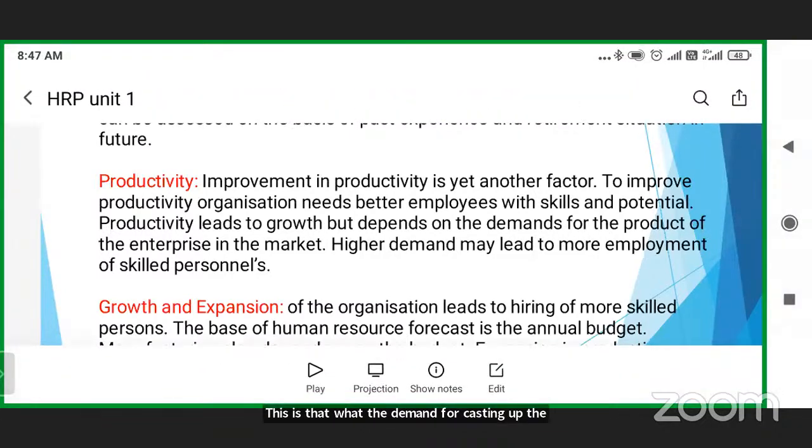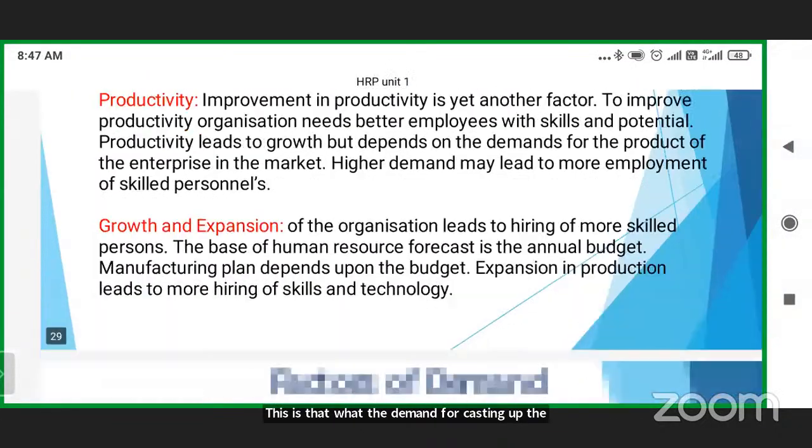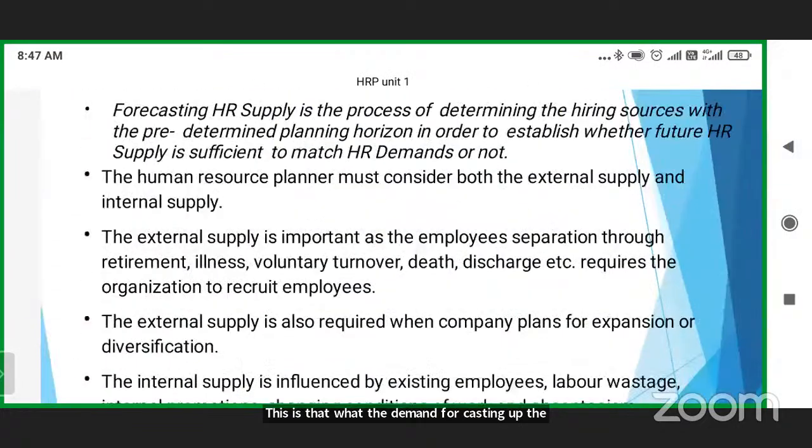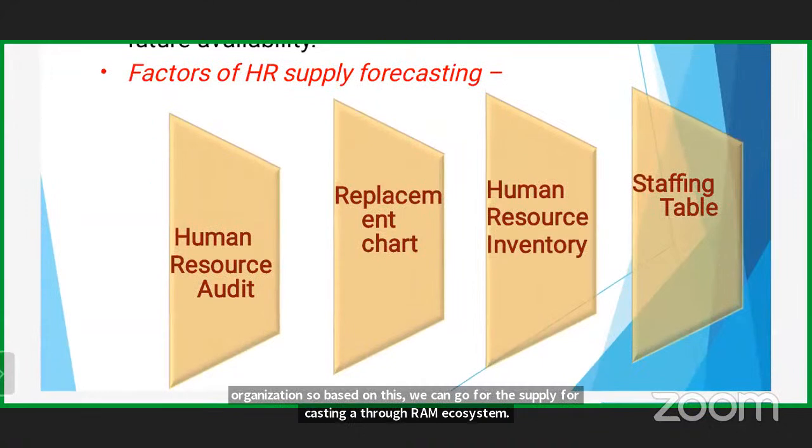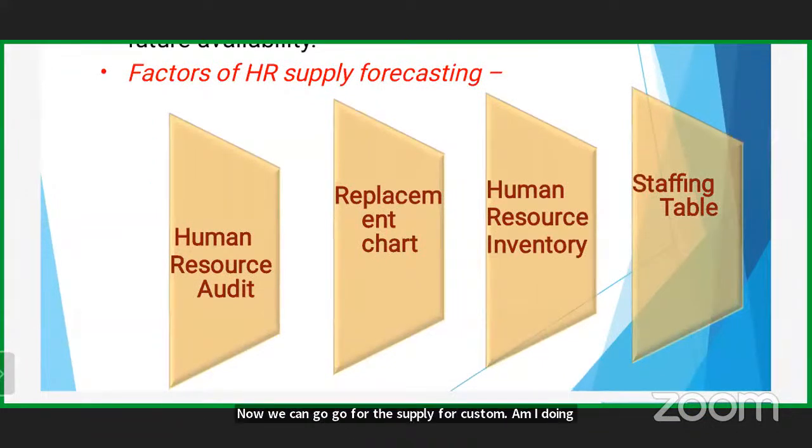So based on this, we can go for the supply forecasting. Suppose the demand is 500 manpower. As per the demand forecasting, we need 500 manpower for 2023. Now we can only supply the 500 manpower, not more than that, not less than that, right?